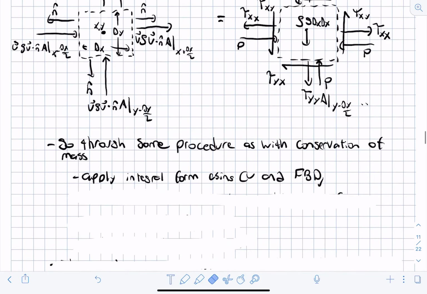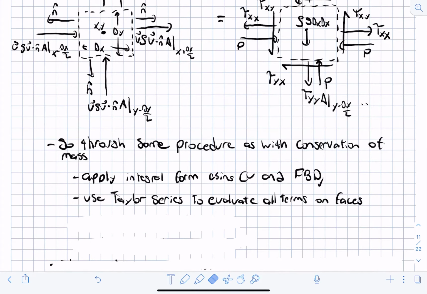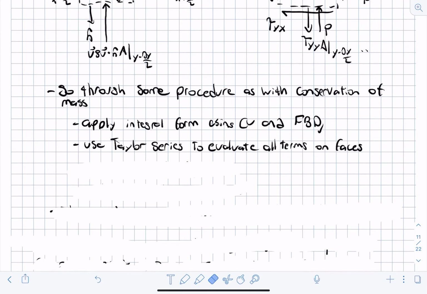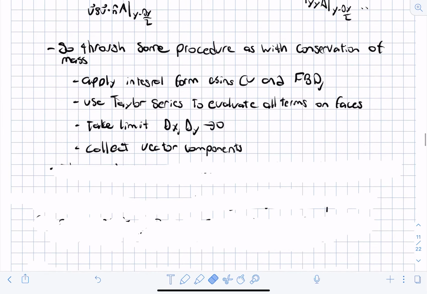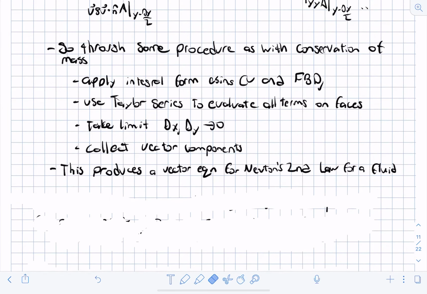We use a Taylor series. I'm not going to go through those steps. And then after you apply the Taylor series and you start canceling terms out, then you take the limit as delta x, delta y goes to 0. And then you collect the vector components. And what you wind up with is a vector equation for Newton's second law for a fluid. Okay, and so I'll just write down the final result that we get.